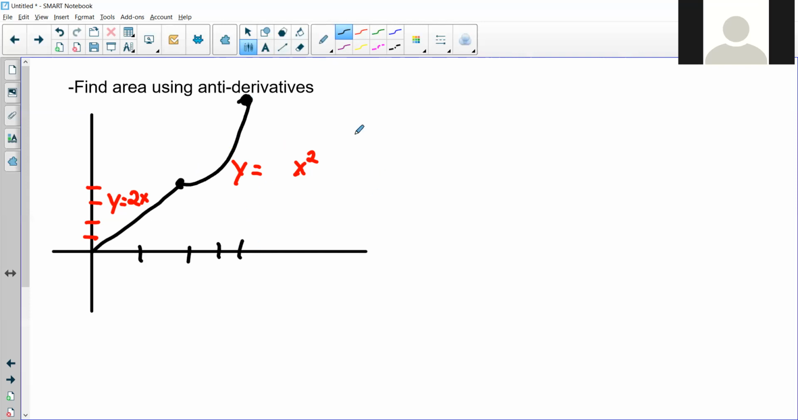3, 4. So we'll just make this y equals x squared. Okay. And I want the area underneath the curve here, so I want that green shaded. Okay, that works. That's the question.